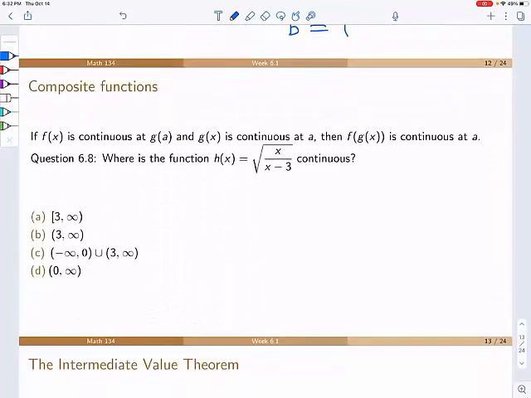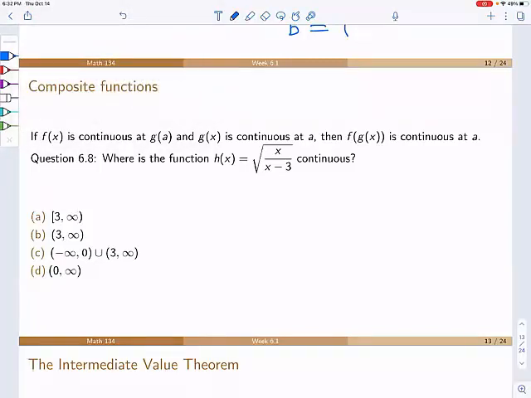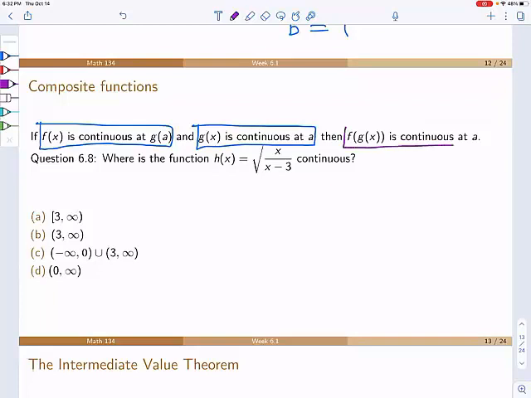Okay, so here's another discussion about how to design continuous functions. So the first part is a statement. It says that if f is continuous at g of a, and g is continuous at a itself, then we can make a conclusion that the composition is continuous at a. Okay, so let's see an example of how that would work.